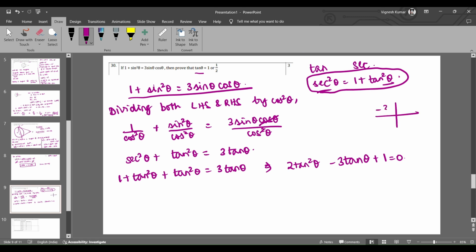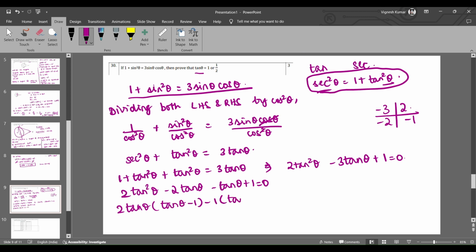So here we have minus 3, 2, so minus 2 minus 1. So 2 tan square theta minus 2 tan theta minus tan theta plus 1 is equal to 0. We take 2 tan theta common here, we get tan theta minus 1 into 2 tan theta minus 1 is equal to 0.